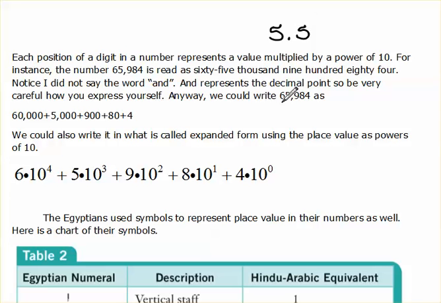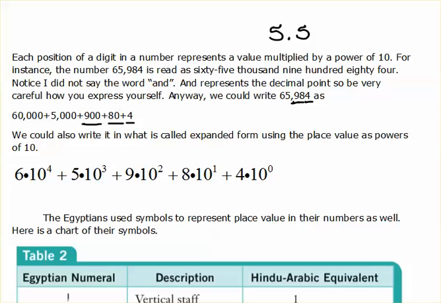But we could write this out using the place values because 4 is in the ones position, so that'd be 4. 8 is in the tens position, so that would be 8 tens or 80. 9 is in the hundreds position, so that would be 9 hundreds or 900, and so on and so forth.